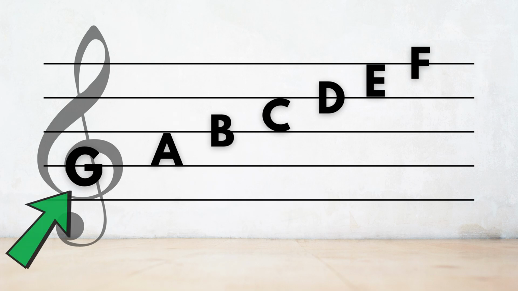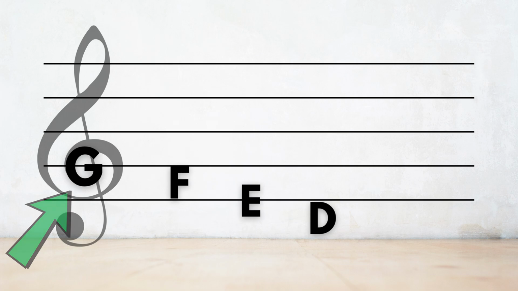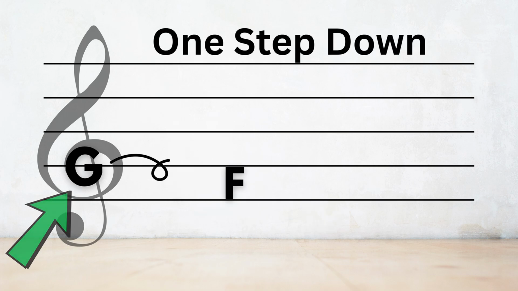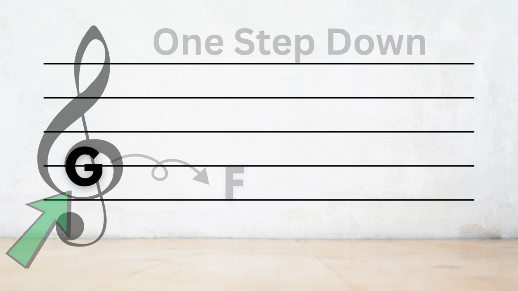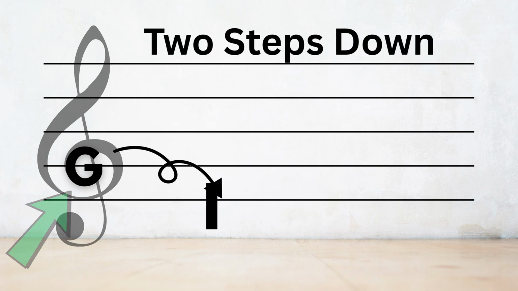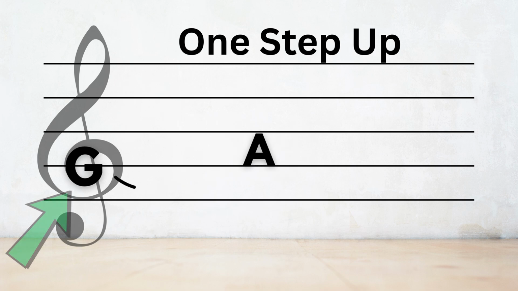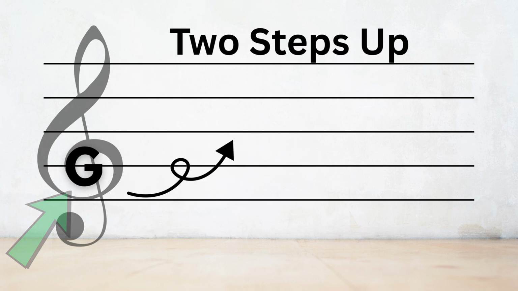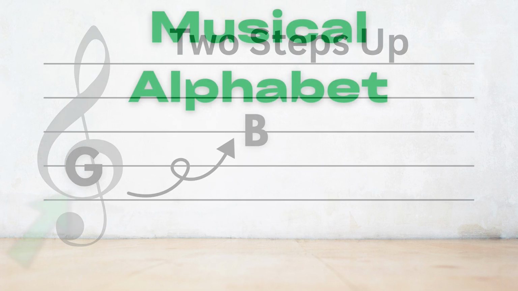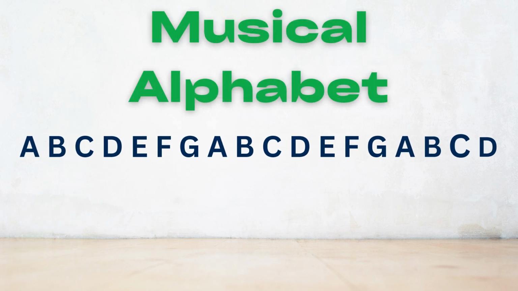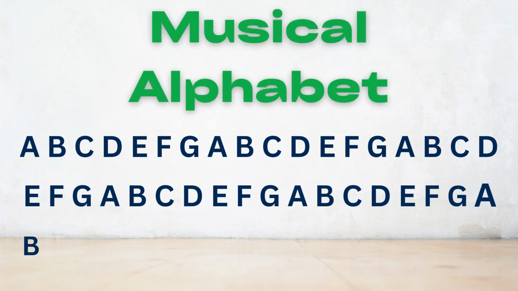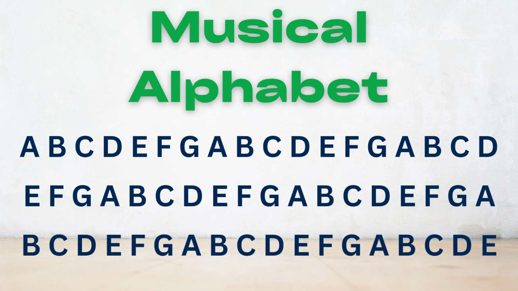Since we know the second line up is G, we can easily find other notes by counting up or down the musical alphabet. Let's find the note below G. Going down, we just go to the next letter in the alphabet. G, then F. The next line below F is E. Now let's go up. The space above G is A. Above A is the line for B, and so on. Remember, the musical alphabet just repeats A, B, C, D, E, F, G, then back to A, and again.